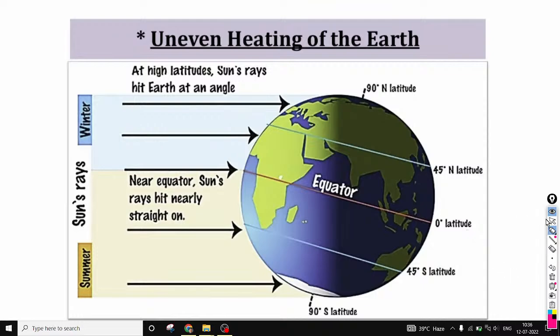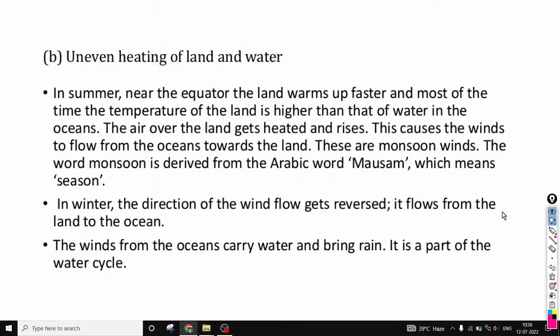Next, we are talking about the next point, and that is uneven heating of land and water, right? You have also seen land breeze and sea breeze. Uneven heating means in the daytime, your sea is getting heated and your land is also getting heated. The land gets heated much faster as compared to water. Water takes more heat energy to become hot.